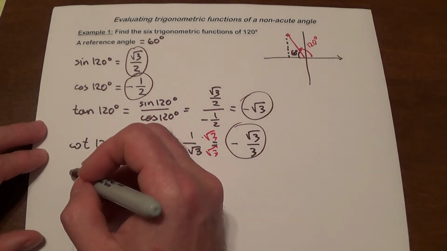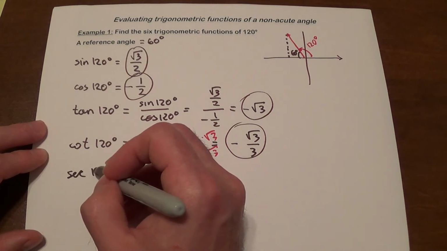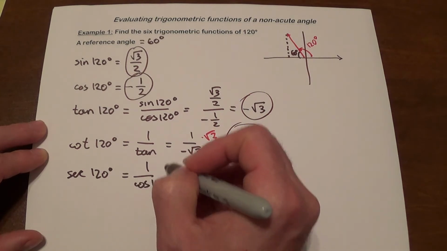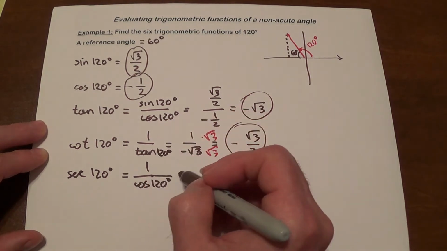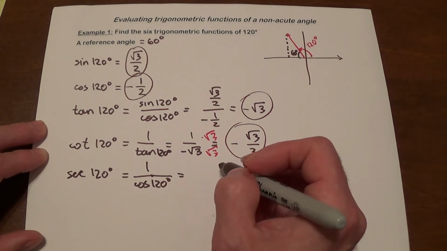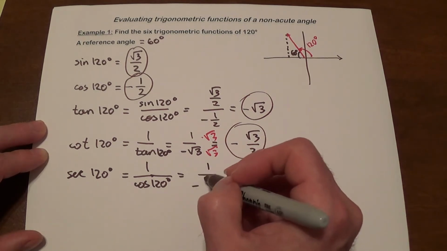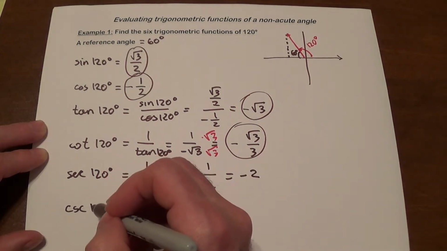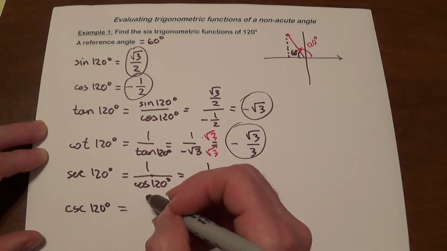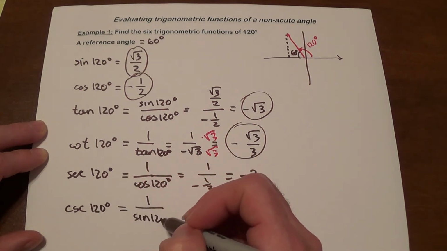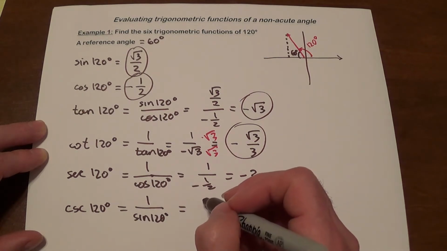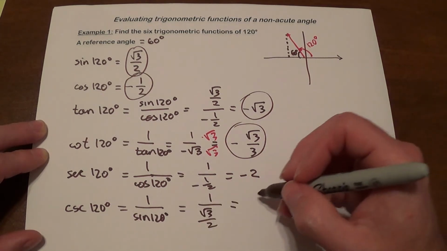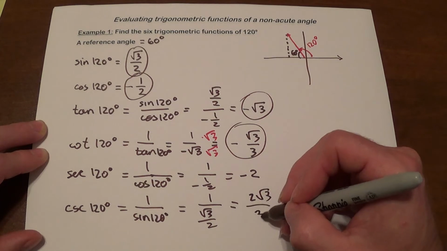Okay, we have secant and cosecant. The easiest way to do secant is, remember, the secant is the reciprocal of cosine. Oh, I forgot the angle here, sorry. Okay, so reciprocal of cosine of 120 degrees is going to be 1 over negative 1/2, which is going to give us negative 2. And to find the cosecant of 120 degrees, it's the reciprocal of sine. And then you're going to get 1 over square root of 3 divided by 2, which is going to become 2 square root of 3 divided by 3.